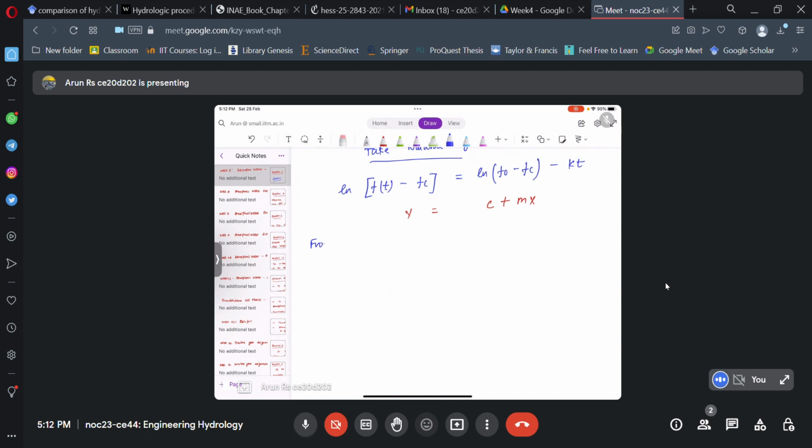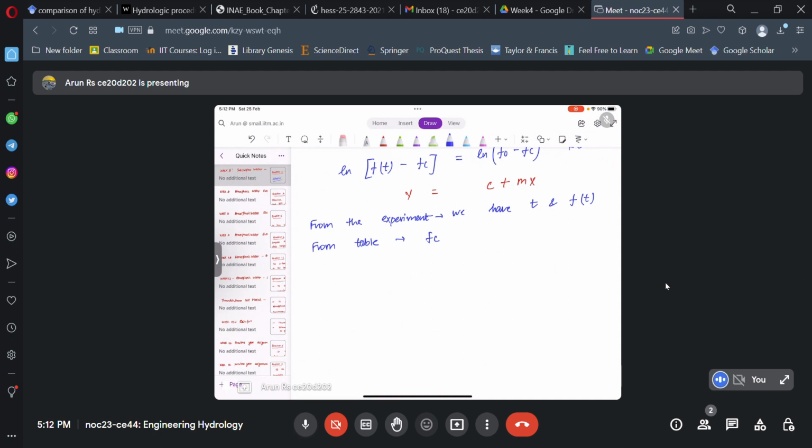So from the experiment, we have t and f of t. From the table we found f of c. With this information, we need to find ln of (f of t minus f of c) for each time step. So we'll get the y-axis values and we have the x-axis.